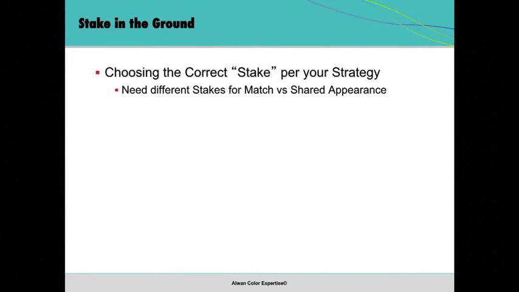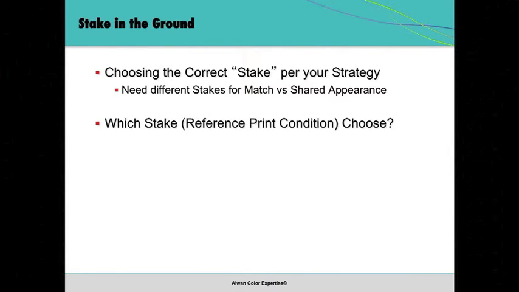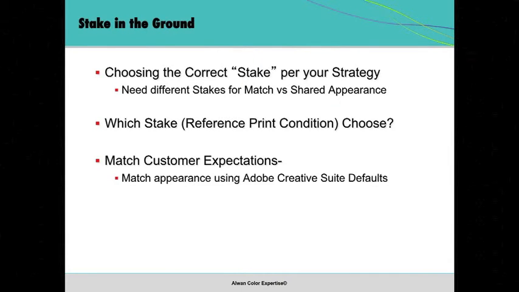So this stake in the ground is really important for your strategy, whether you're talking about matching colorimetrically or shared appearance. This stake in the ground is critical. So then the question is, which stake? Well, ideally, we want to match customer expectations. And the beauty is, ISO's given us a suite of reference print conditions that all share G7 tonality.